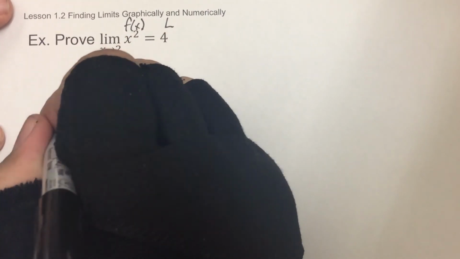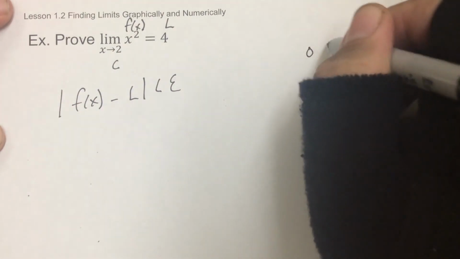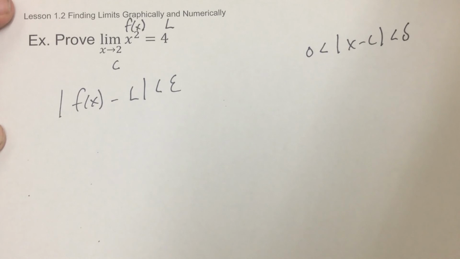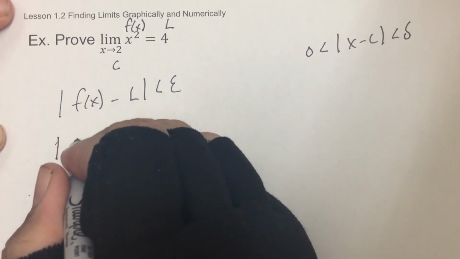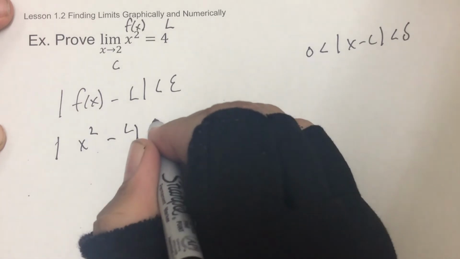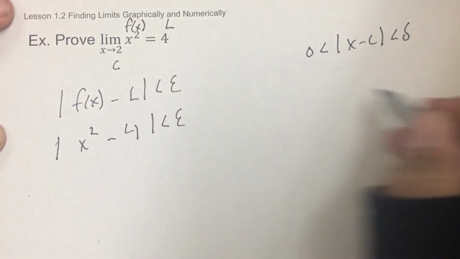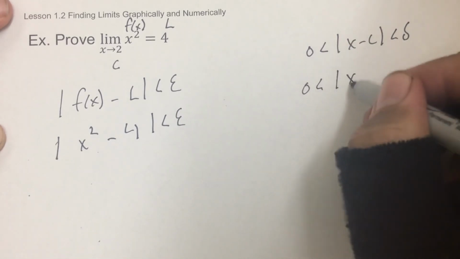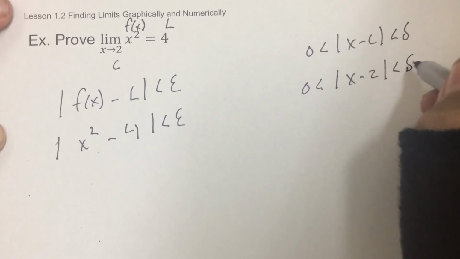So again, this is our c. This is going to be our f of x. This is our limit. So when we set up the absolute value of f of x minus L, which is less than our epsilon, and 0 is less than the absolute value of x minus c, which is less than delta, we're going to have the absolute value of x squared minus 4 over here, less than epsilon, sorry. Over here we would have the absolute value of x minus 2 again, which is less than delta.